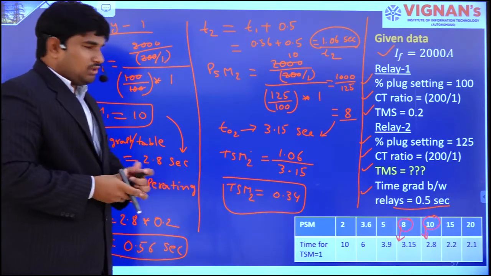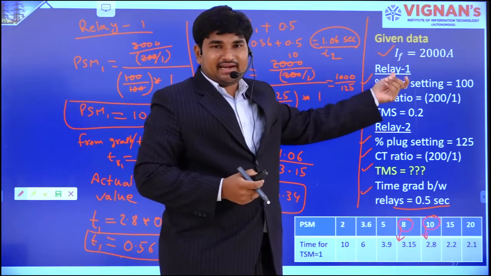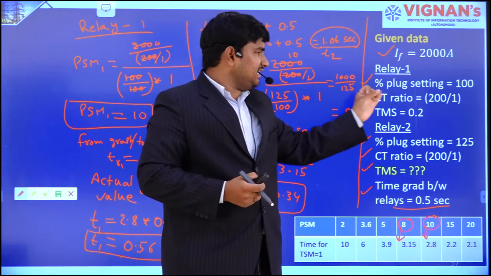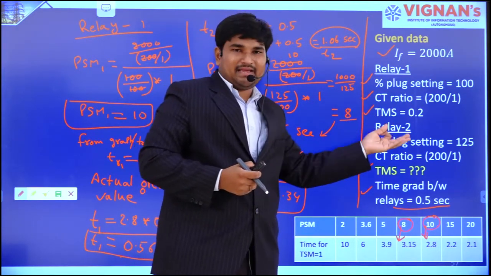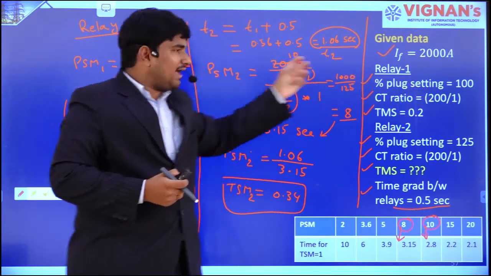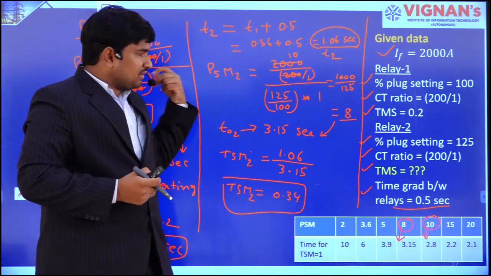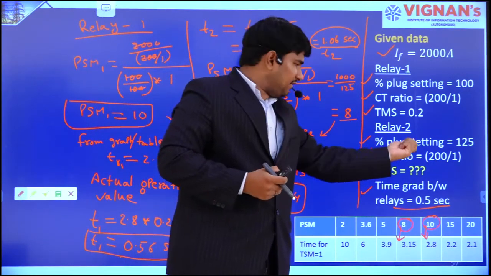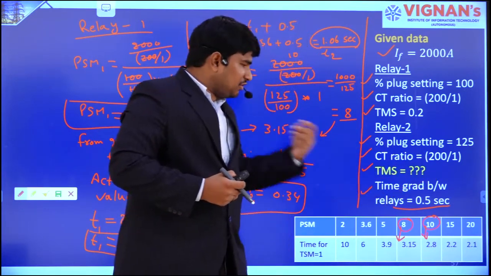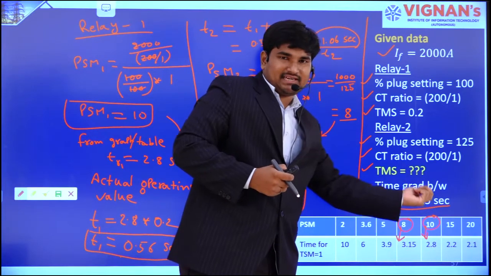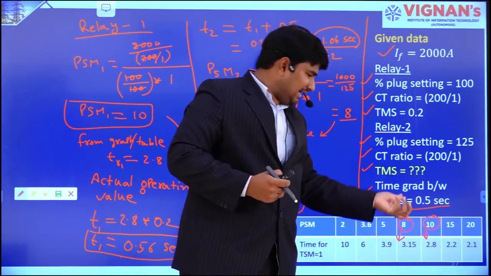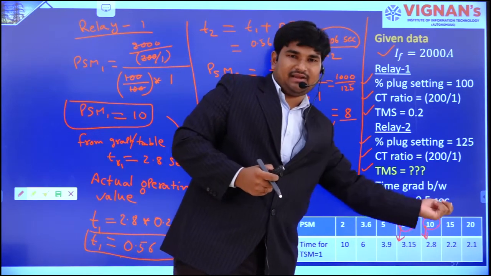Now I am just repeating, this is the given data. We have the fault current, and for relay 1, the plug setting, CT ratio and time multiplier setting; I had these values. From this I will get the actual operating time of relay 1. For relay 2 they have given the plug setting and CT ratio, but I need to find the TMS, time multiplier setting value, and they have given the relation between relay 1 and relay 2, that is a 0.5 seconds time delay.